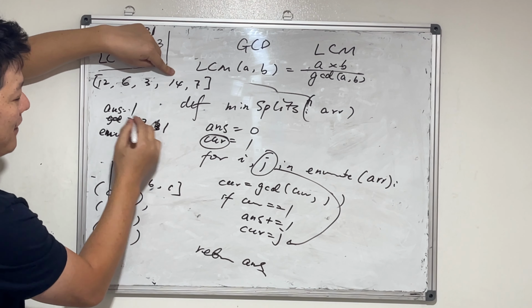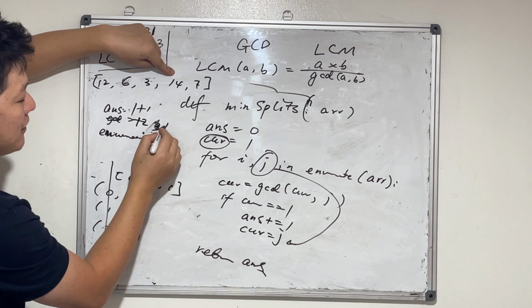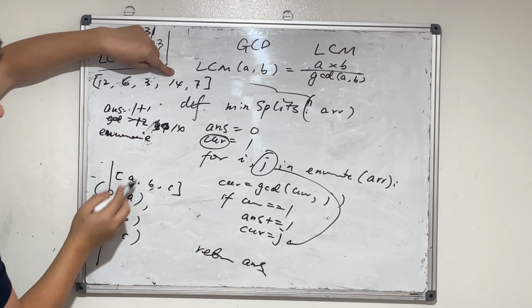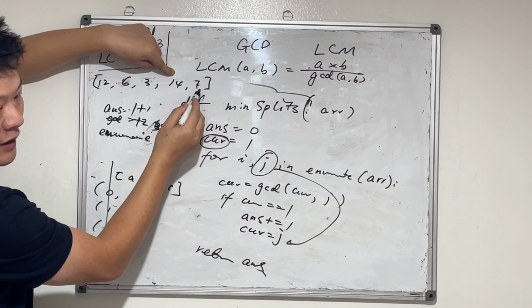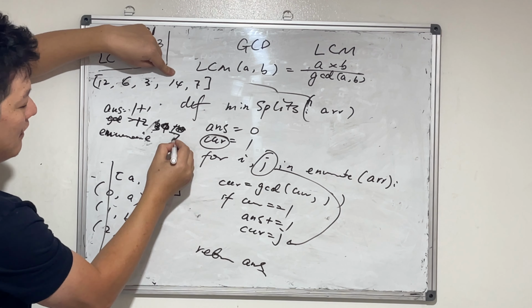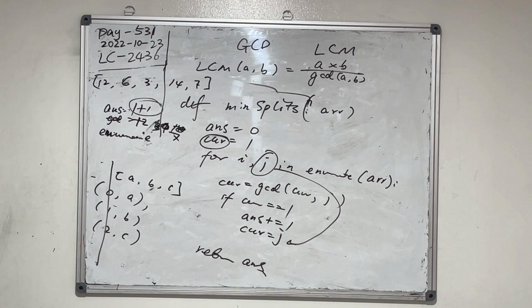It becomes 1, so what happened? We add 1 to the answer, right? And then we set the current to 14, the next number. 14 and 7, the greatest common divisor is 7, which is bigger than 1, so we don't increment. The answer is 2, so we split it here. Make sense? Yeah.